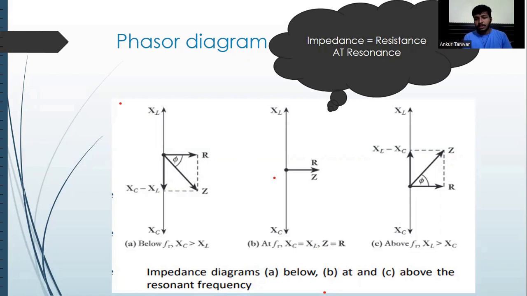In the third case C, above the resonance frequency, the inductive reactance is greater than the capacitive reactance. Here, Z is leading the resistance by an angle of phi.